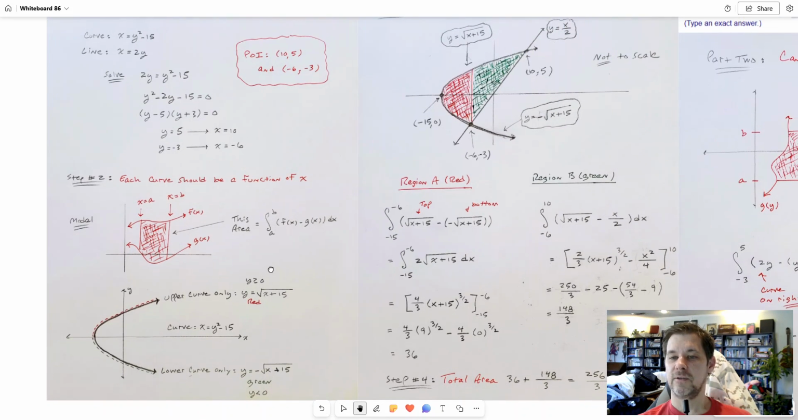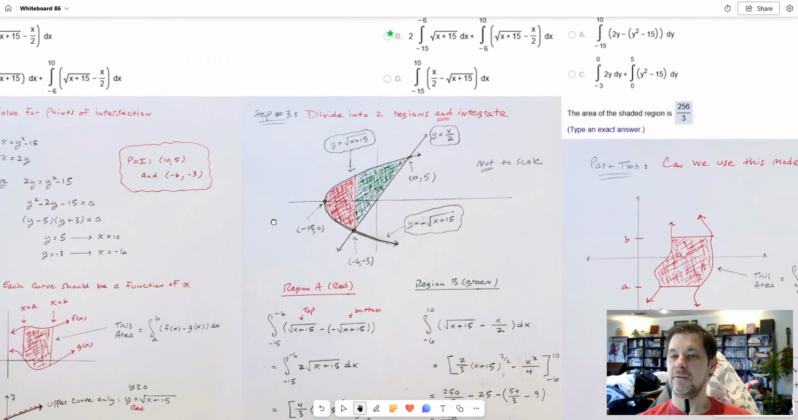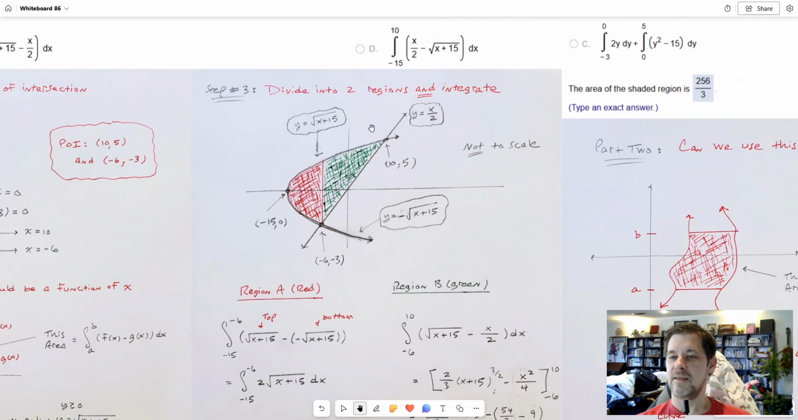Okay, so that's what I see as step 2: if I'm going to use this model, the equations for each curve that's involved in this needs to be a function of x. The variable's x in this integral. Okay, all right, now let's do this. We'll divide that picture, the one we started with, into two regions, and we'll set up the integrals.